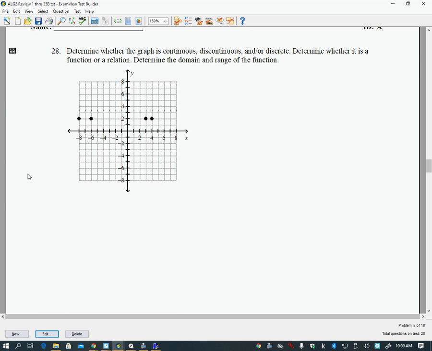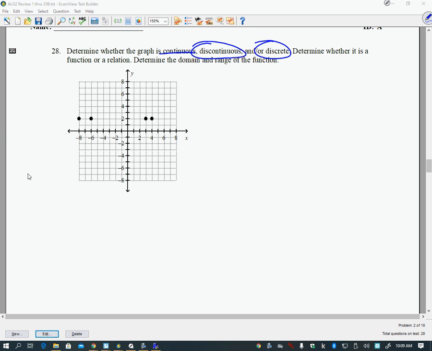Okay. Is it continuous? Nope. It is not continuous. It's broken up. Is it discontinuous? Yes. If it's not continuous, it's one or the other, right? Therefore it must be discontinuous. The next part is, if it's discontinuous, is it also discrete or not? Is this discrete? Yes, because it is just individual points. All right, so it is also discrete.